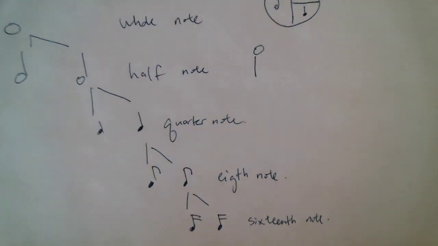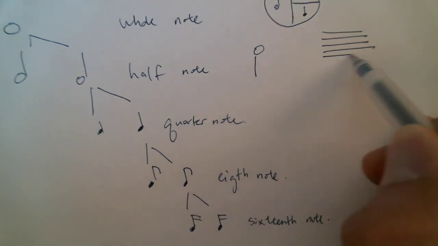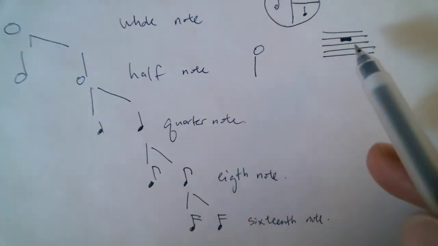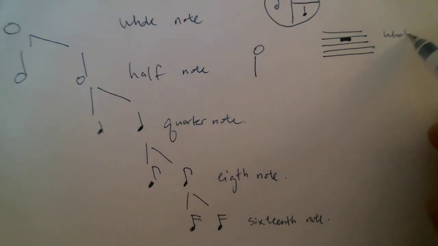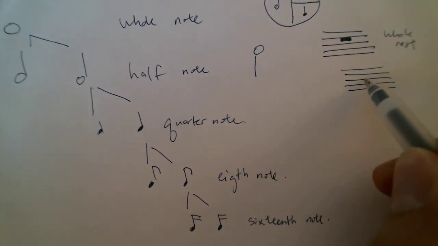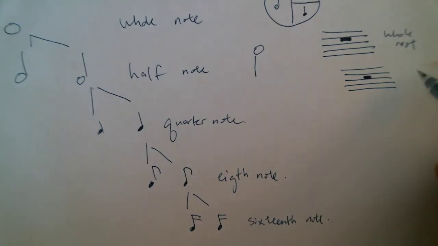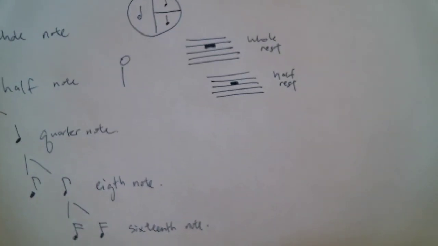The whole rest looks like this. I have to draw the staff here. It hangs from the bottom of the 4th line, as a black rectangle. That's the whole rest. Half of that is the half rest. It looks similar to the whole rest, although it's now a black rectangle sitting on top of the 3rd line.